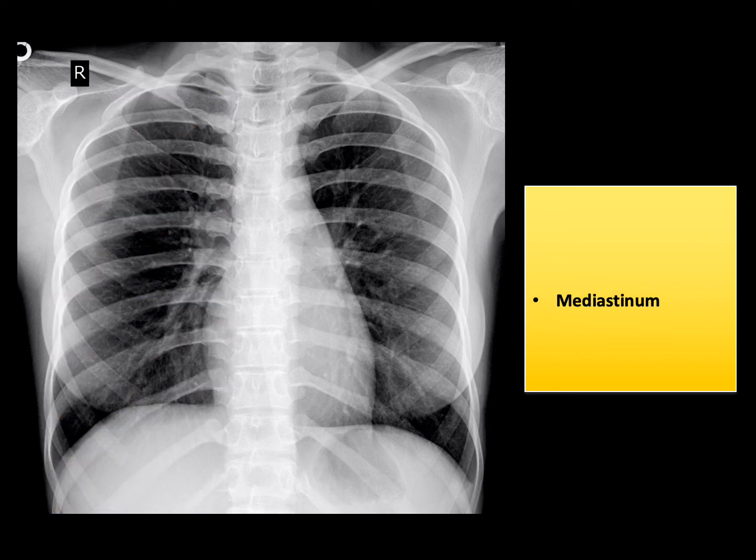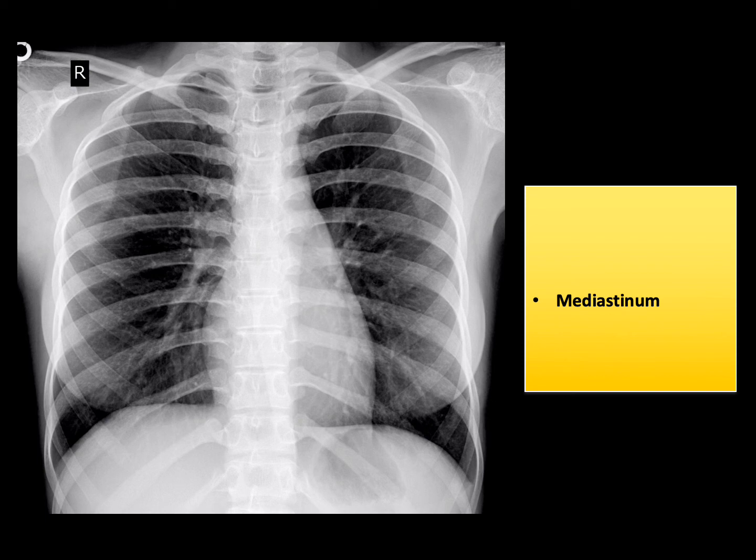Apart from that, we also look at the soft tissues which are outside the ribs. All right, so this is the fat that we see, this density that we see, this is the musculature, and of course, these are the breast shadows that we see over here.